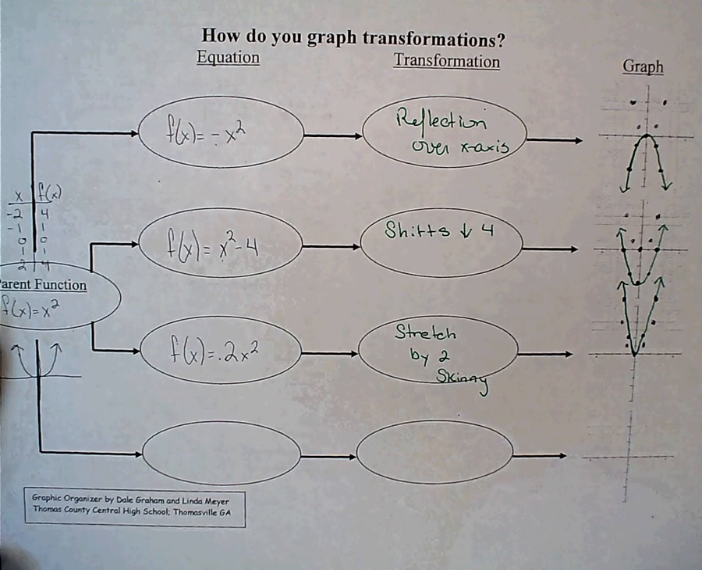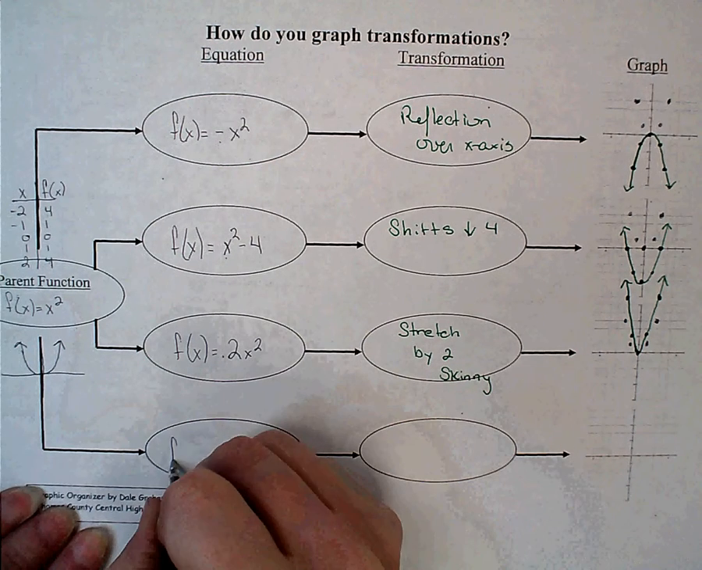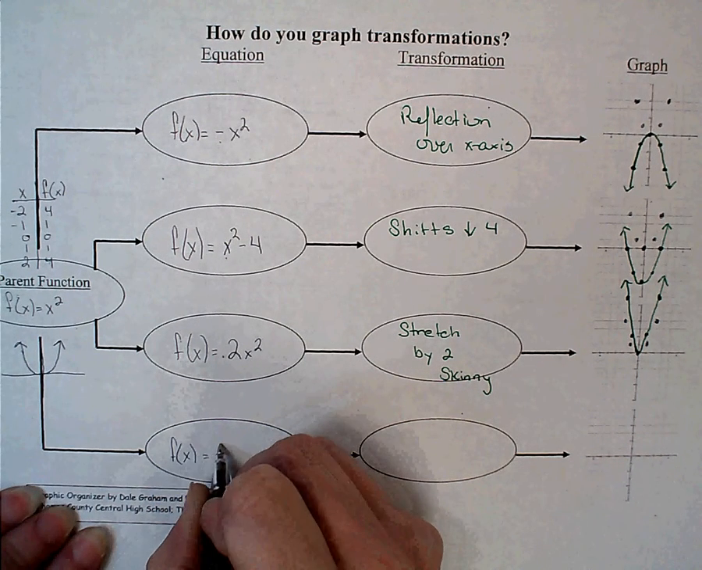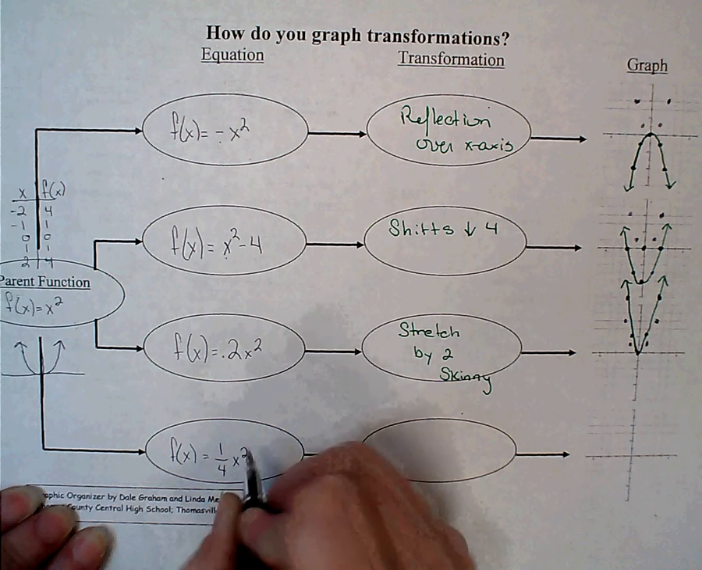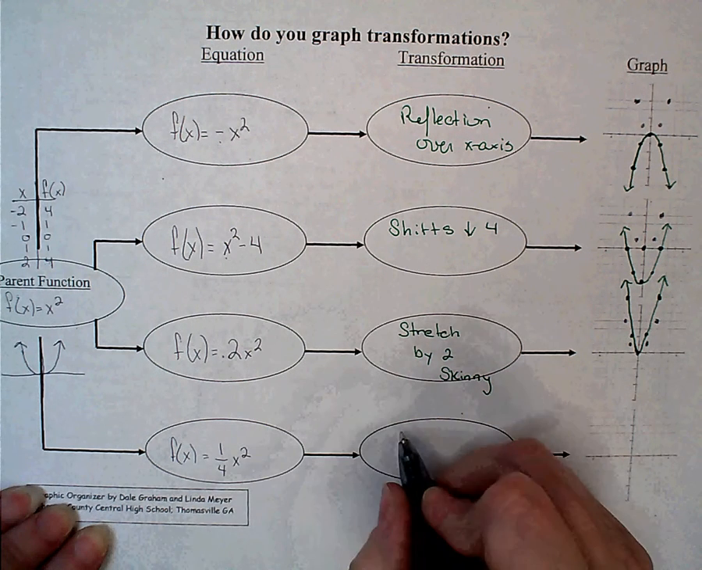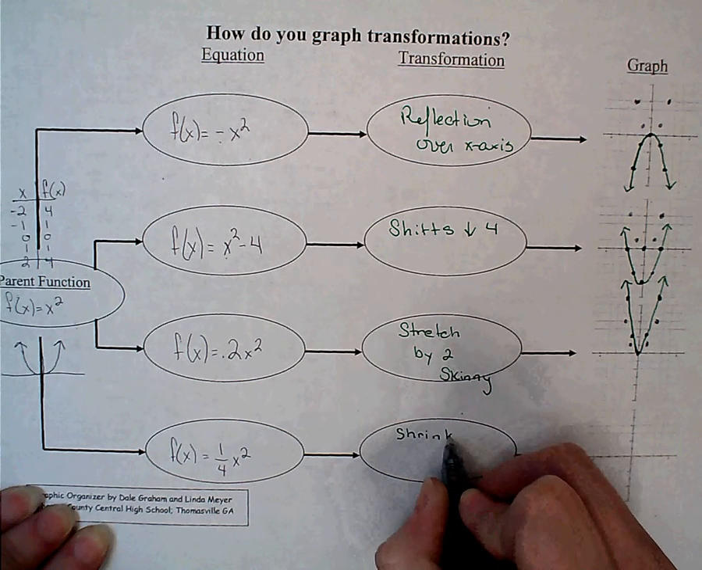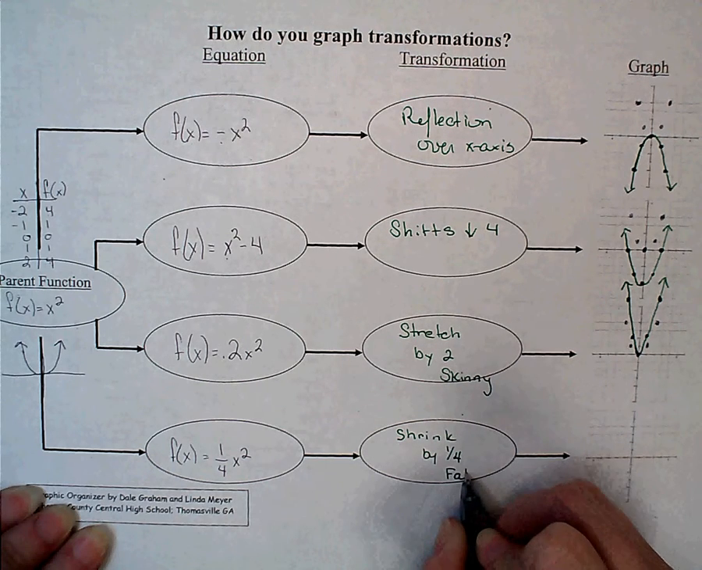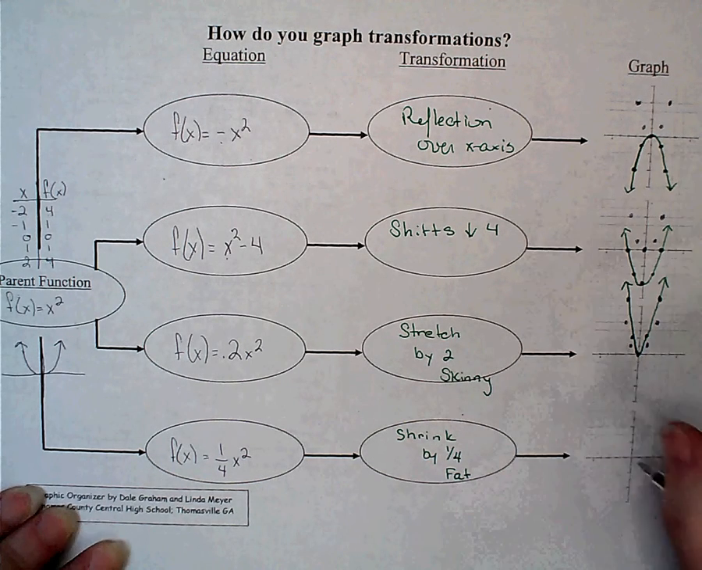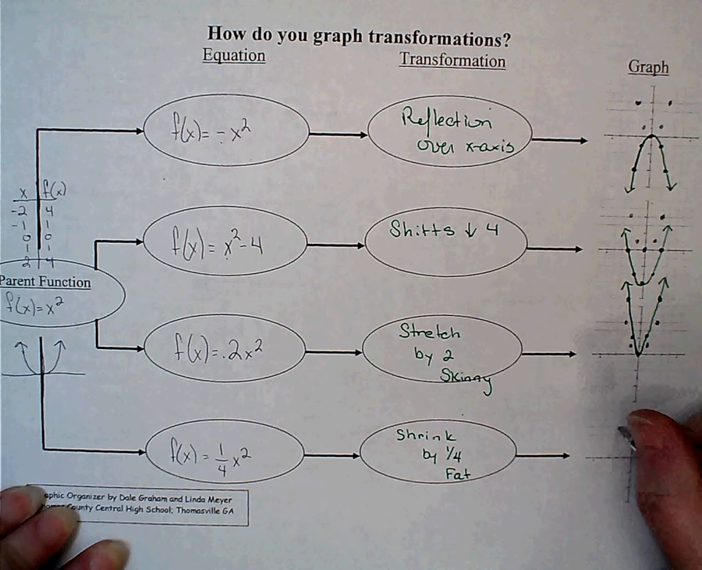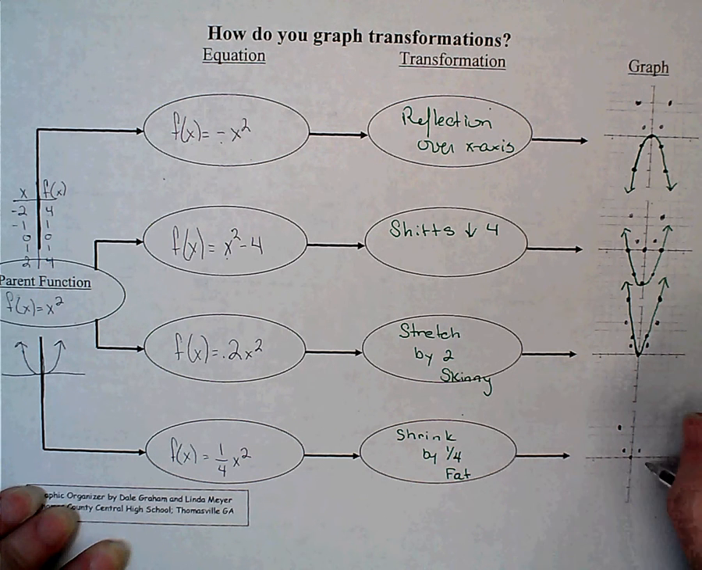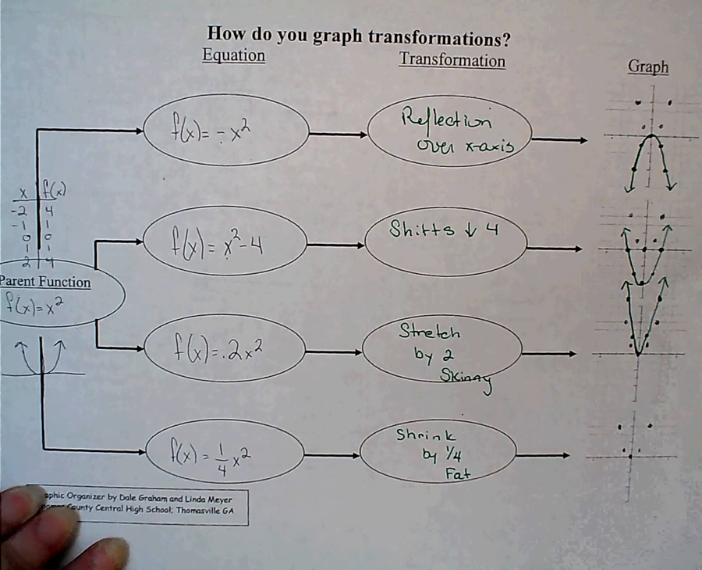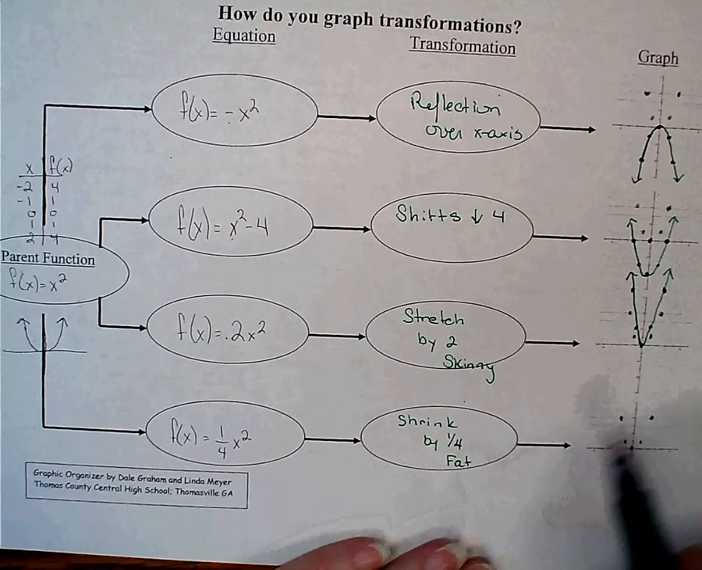All right, now this bottom one, we're going to do f of x equals 1/4 of x squared. 1/4 is less than 1, and that is a shrink by 1/4, which means this graph is going to be fat. So if I come over here and I go 2, 4, which was our parent, 1, 1, 0, 0, and same thing on this side. Those are my parent dots, remember. My new graph is going to be on the outside. It's going to be a lot fatter than this one I did here.